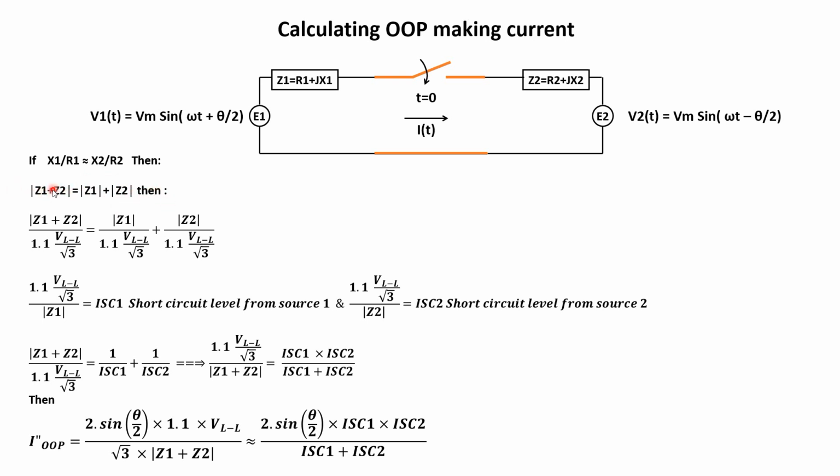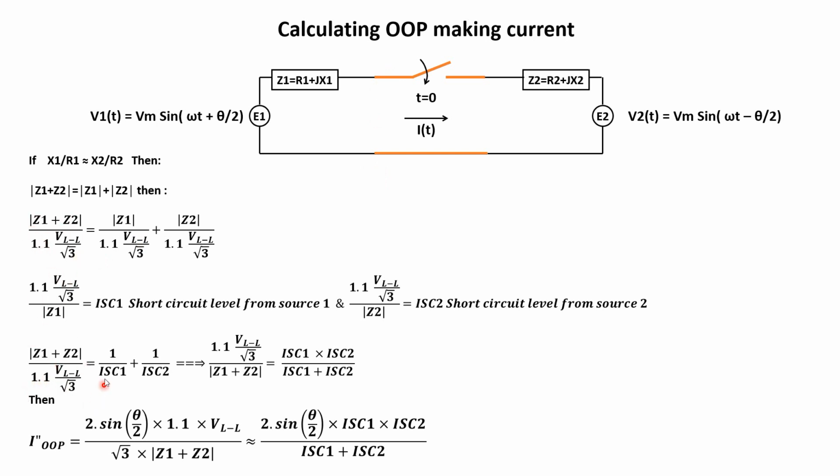If we divide both sides of the equation by 1.1 VLL divided by the square root of 3, then we see that the inverse of this component, 1.1 VLL divided by Z1, is the short circuit level from source 1. If you want to know the short circuit level from source 1, basically it is this one. And the inverse of this one is the short circuit level from source 2.